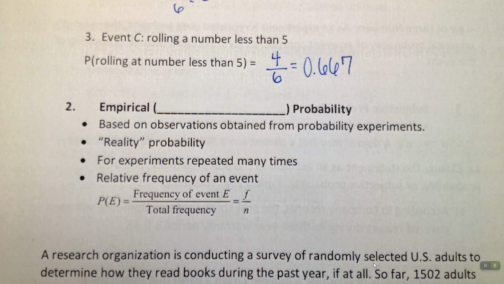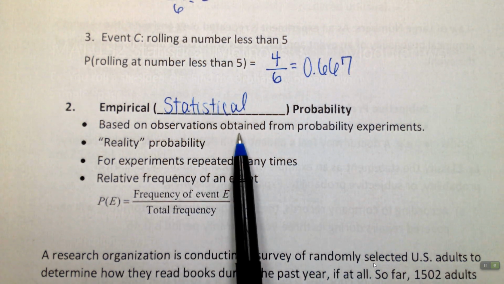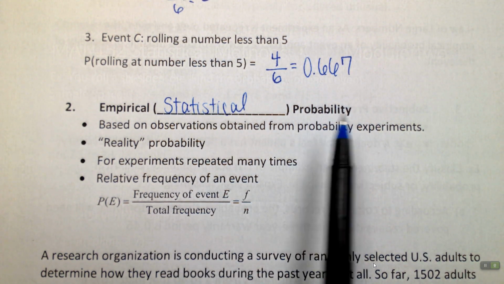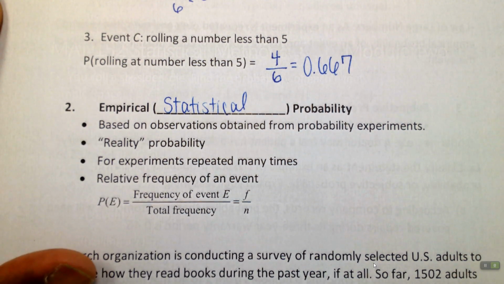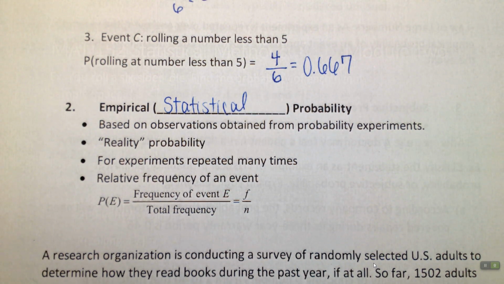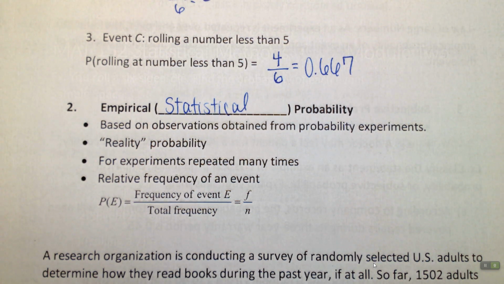Next type of probability is empirical or statistical probability. This is based on observations obtained from probability experiments. This is reality. This is what really happened. So I roll my die 6 times. I'm supposed to get 1 the first time, 2 the second time, 3 the third time. But what really happened, that's empirical or statistical. Statistics is what was the data collected.